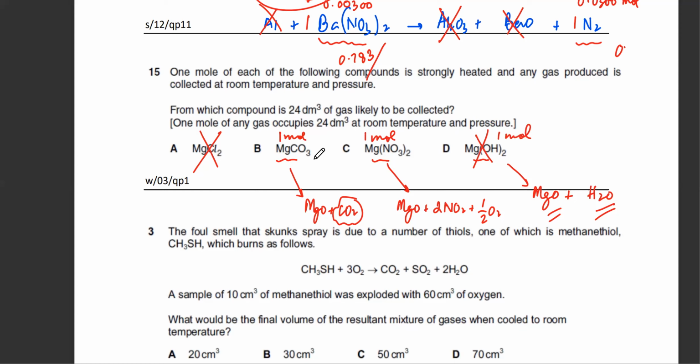Did anyone ask a question? I couldn't hear you. So 1 mole of each compound is decomposing, and the gases are collected at room temperature. So over here, there would be no gas. This is a liquid at room temperature, and this one is a solid. So you can cut that out. He's asking for which compound is 24 dm cube of gas likely. So which one is going to be making 1 mole of gas? So it's going to be this one. It's 1 mole of gas. Over here, the amount of gas is 2.5 moles. So that's a lot more. So is this clear? Yes, sir. Thank you, sir.